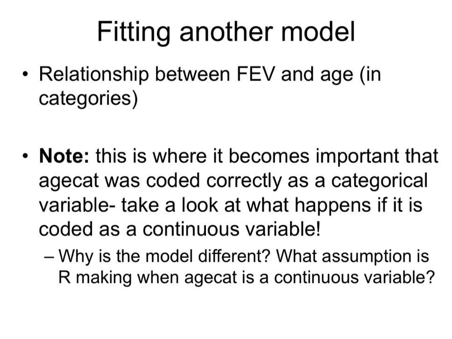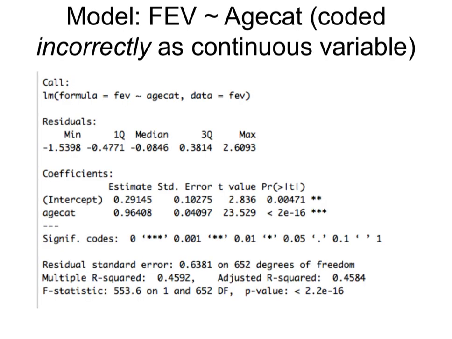We can also fit a model to examine the relationship between FEV and categorical age. This is where it becomes important that age cat was coded correctly as a categorical variable. Let's take a look at what happens if it's coded incorrectly as a continuous variable. So our age cat variable has 4 levels or groups. So what we should have is 3 slopes in our output for the 3 groups in comparison to a reference age category. But we only see 1 slope in our output here.